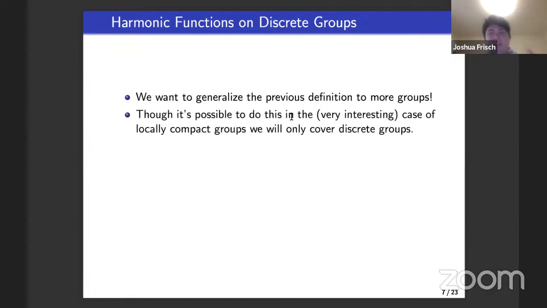And everything here can be done in the very interesting case of locally compact groups, where you deal with a Haar measure. This is fascinating. This was actually Furstenberg's original motivation when he studied this stuff. But it's a geometric group theory thing, and discrete groups are somehow nicer. So we're going to focus on discrete groups. And also there are a lot of phenomena that show up in the discrete setting that somehow just can't in the continuous setting.